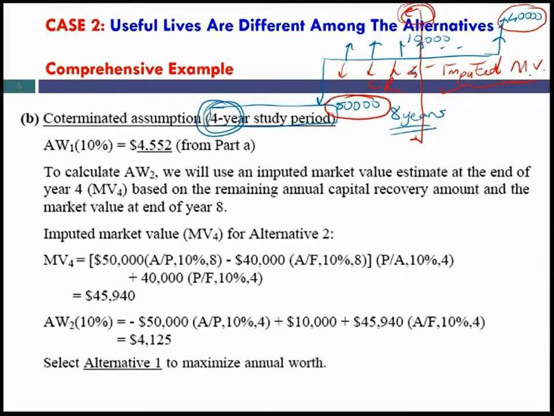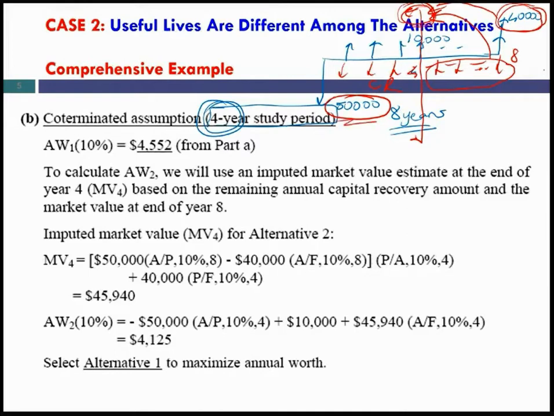Then what we will do is we will find the capital recovery for 8 years. After the end of this study period, we will find the present worth of the capital recovery amounts for this part at the end of year 4. And then we will find the present worth of this market value, 40,000, again at the end of year 4. And we will sum up these values to find the market value of this project at the end of year 4, which is the study period.